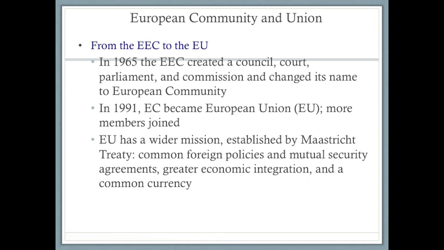Remember that the European Union grew out of the European Economic Community, and today the European Union has a much wider mission as a result of the Maastricht Treaty regarding economic integration, a common currency, and mutual security.